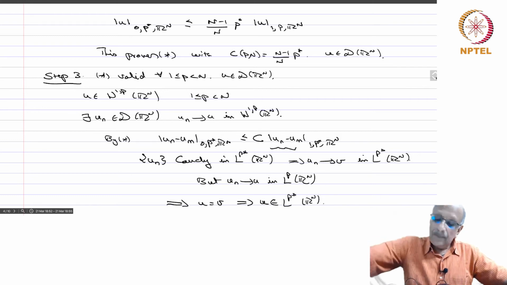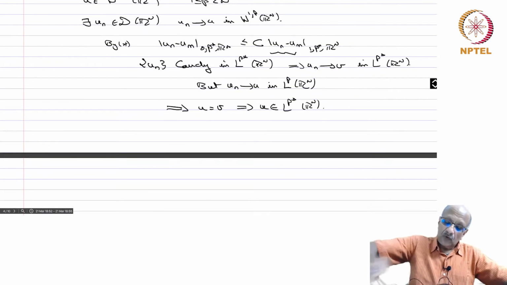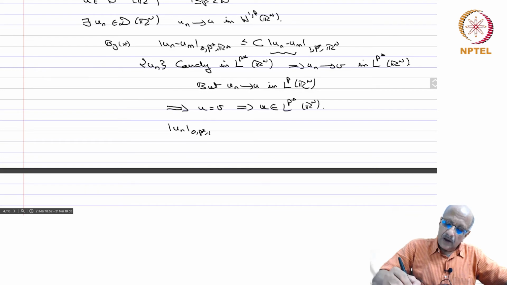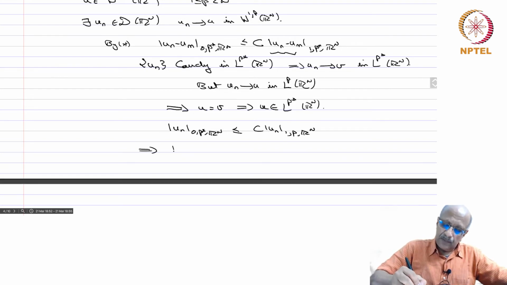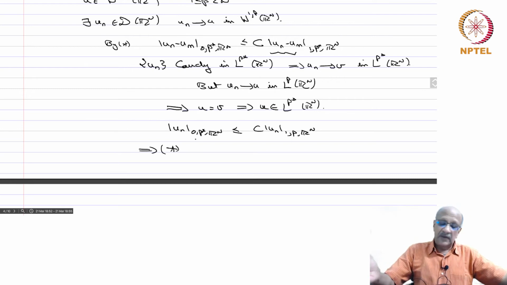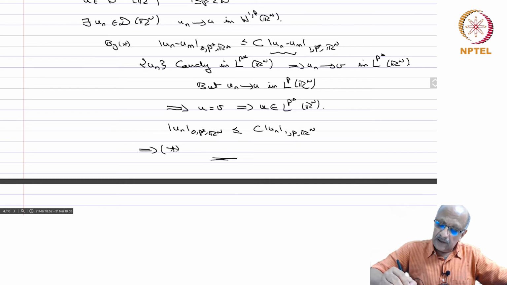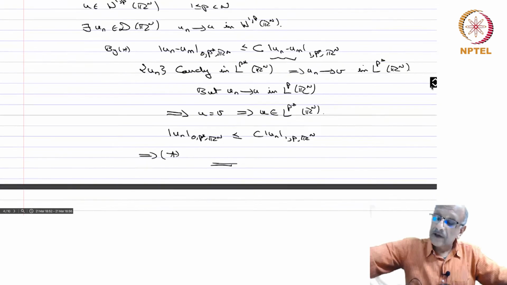And now by passing to the limit in the inequality you have, the norm of u_n in L^{p*}(R^n) is less than or equal to C times the norm of u_n in W^{1,p}(R^n), and therefore you get star, by passing to the limit as n tends to infinity. So this proves the Sobolev embedding theorem completely. Okay.